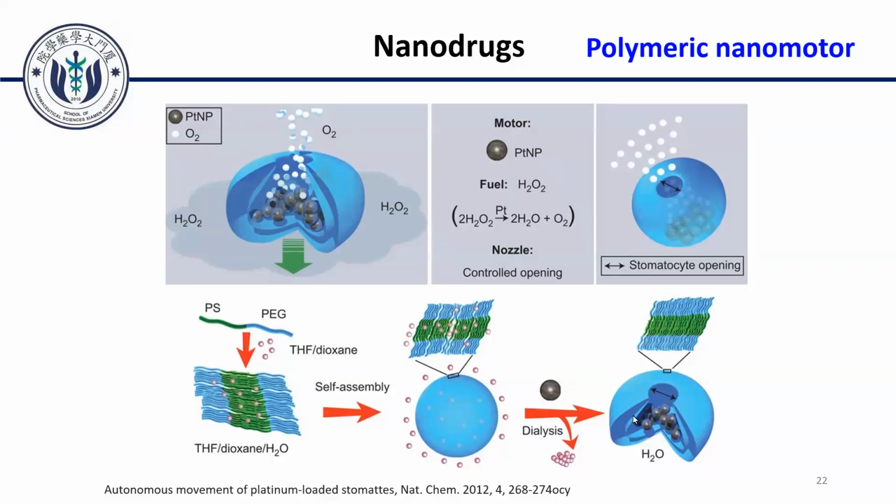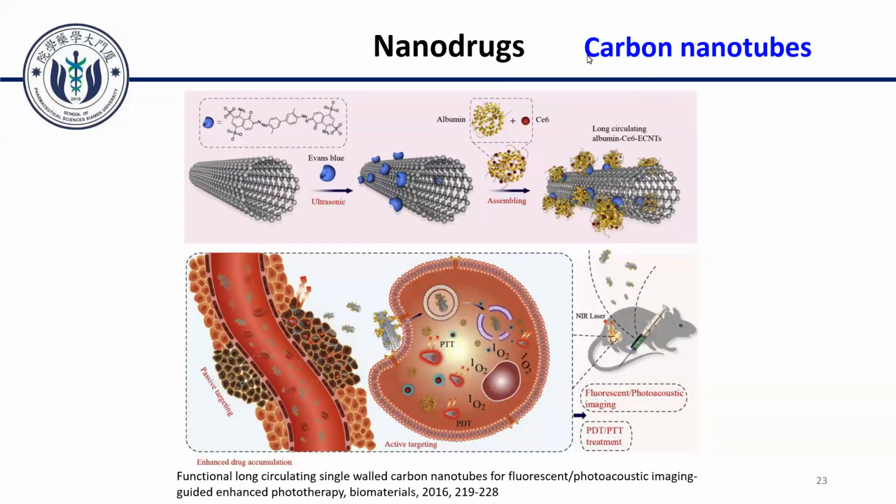I'm showing this here because maybe one of you will be interested in working with this type of nanocarrier. Besides all these polymeric nanomotors, there are also metal-based nanomotors, or you can choose protein-based nanomotors that we will introduce later. And the carbon nanotube is actually similar to a polymeric nanoparticle: you can also choose carbon nanotubes as nanocarriers to design a nanomotor to deliver drugs.